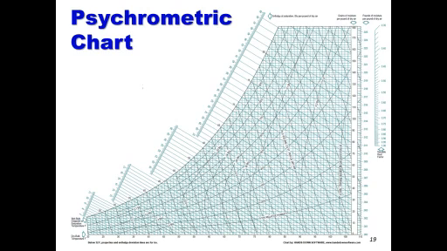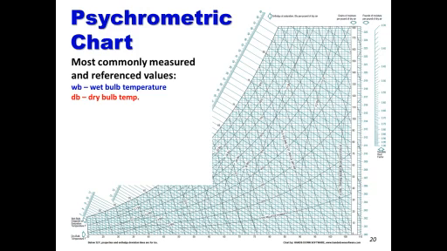It looks very imposing, but once you know just a few details about the chart, it's very, very simple. And we're going to cover the highlights of the chart. The most commonly measured and referenced values are wet bulb temperature, abbreviation WB, and dry bulb temperature, abbreviated dB.